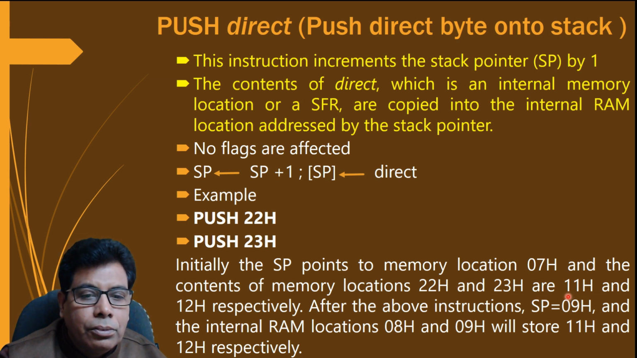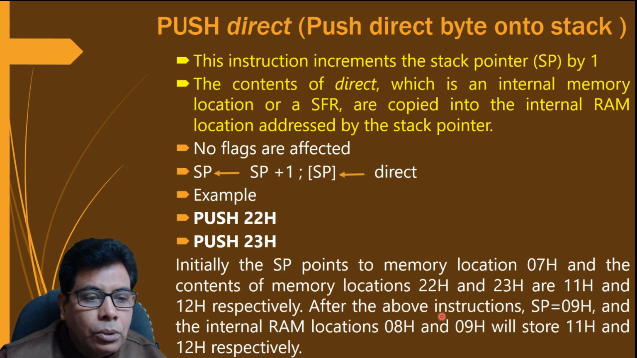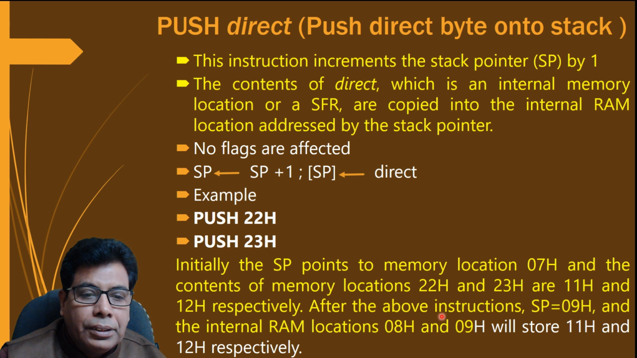So SP will become 08, and that will be pushed into the stack, and again we are pushing 23h. So again the 12 will be pushed onto the stack, and SP will be 09. So the memory locations 08 and 09 will store 11 and 12 respectively. This is how the push operation will take place.